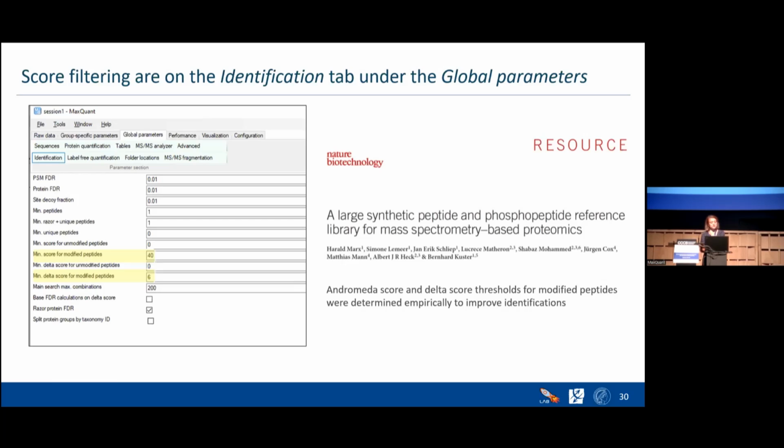And then the second thing is, okay, we have Andromeda score, but we also hear the delta score. And what is the delta score? Delta score is the difference between the best Andromeda score for the peptide spectrum match and the second best Andromeda peptide spectrum match. So basically it is the difference between the top two ranked scores. And here it was by default set to 6. Probably you don't play with these numbers, but I think it's still good to know where you can go and see what's happening.